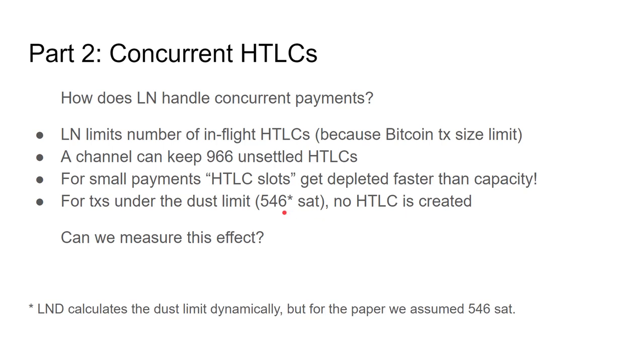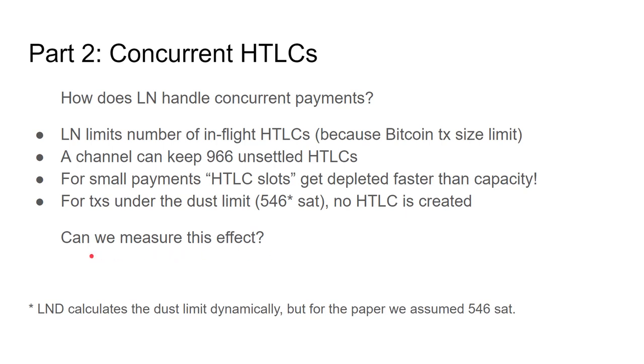But then we have the small payments which are above the dust limit, where the HTLC is created, but it may be the case that the HTLC slots will get depleted faster than the capacity will get depleted, which means that the channel will be underutilized. The channel can be in a state where it has more capacity, and it could theoretically handle even more payments, but it cannot do this because it has 966 unsettled HTLCs hanging around, waiting for the pre-image to be revealed or for the timeout to expire.